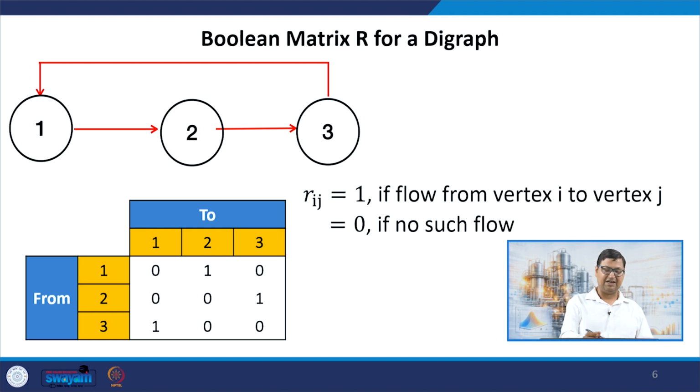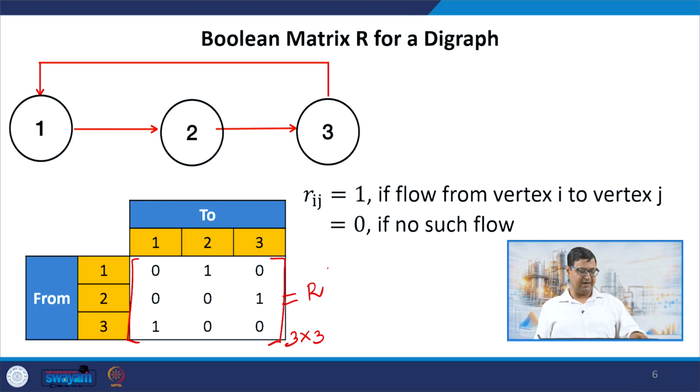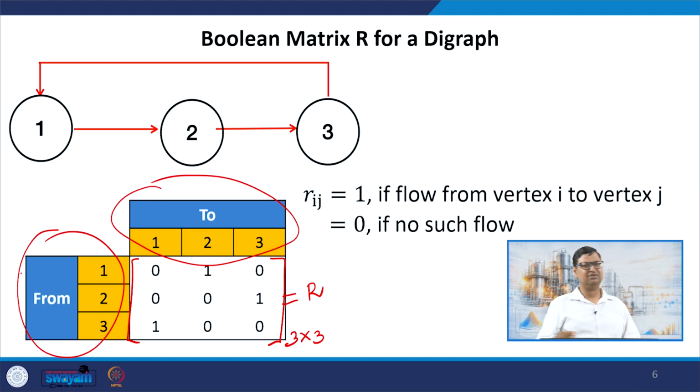For example, for the graph which I have just shown earlier, I can write a Boolean matrix. That is what you see here, a 3 by 3 matrix. This is my R, and I have put some labels. These are labels, not part of the graph, just to indicate what this matrix indicates, right. So, these indicate essentially whether there is an edge from a certain vertex to a certain vertex. Along the rows I see where it comes from, and along the columns I see where it goes to.